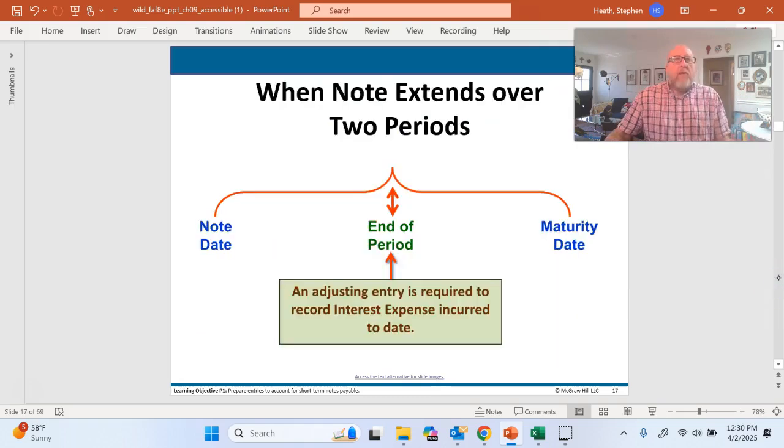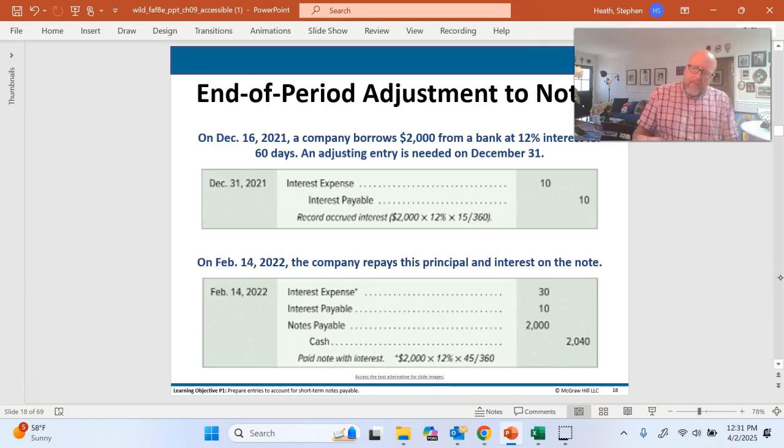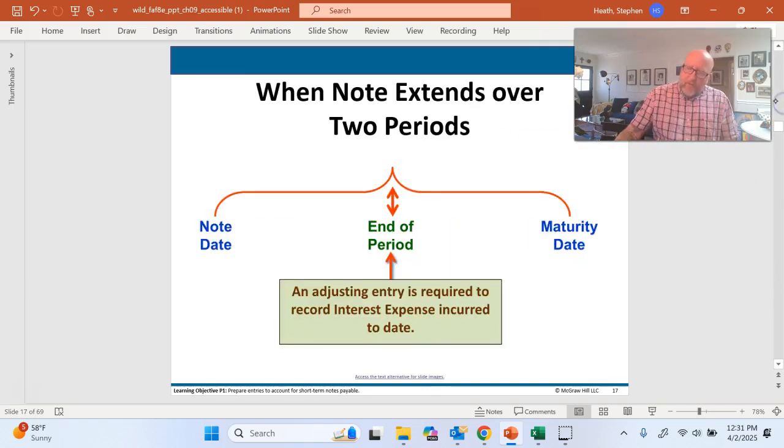Now, there are complexities, right? When we borrow money and it is outstanding from one period to the next, okay? What do I mean by that? Maybe I could use this prior slide.